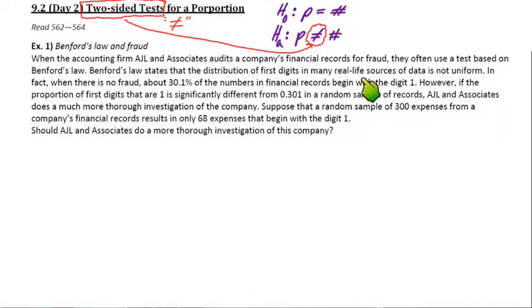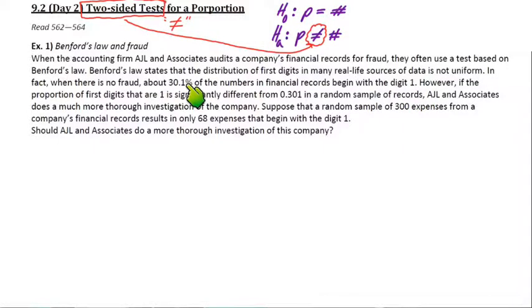So real-life sources of data, like your age, your weight, your bank account, your salary, any form of data that we can get from the real world, apparently the first digit is not fair, right? It's not like 10% of them are 0, 10% are 1, 10% are 2, and so on. It says, in fact, when there is no fraud, about 30.1% of the numbers in financial records begin with the digit 1. So that's really not fair.